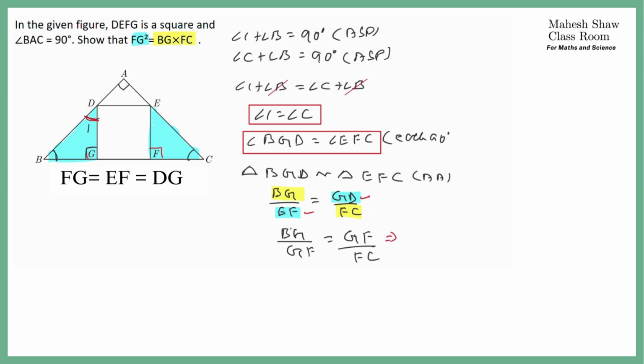So now if I do cross multiplication from here, what do we get? We get GF multiplied by GF, that is GF square, and these two multiplied, that is BG multiplied by FC. Yes, that's what we needed to prove here.